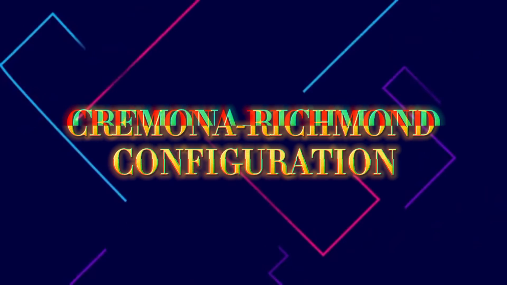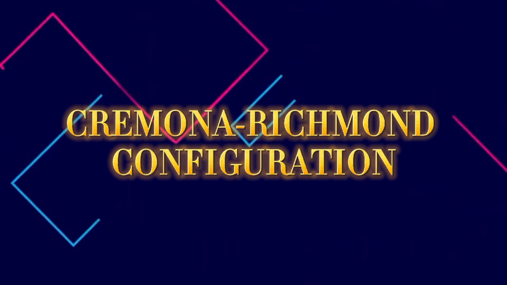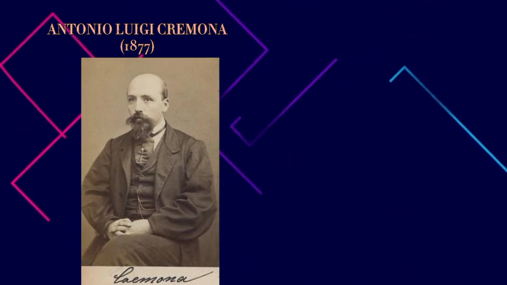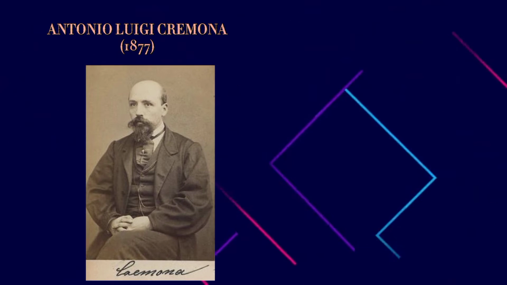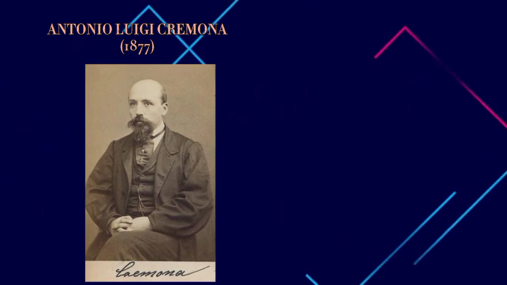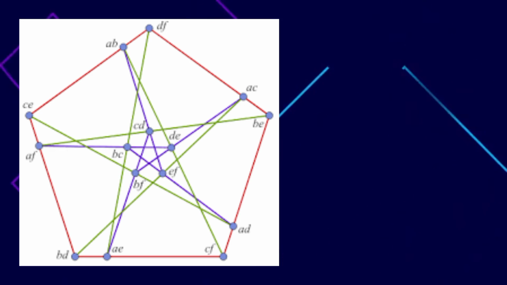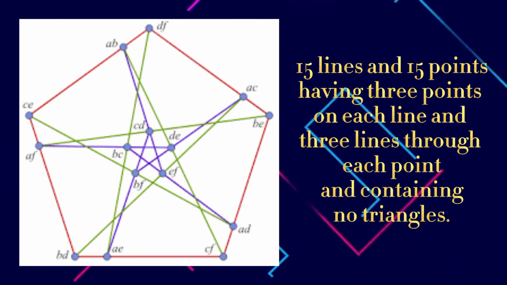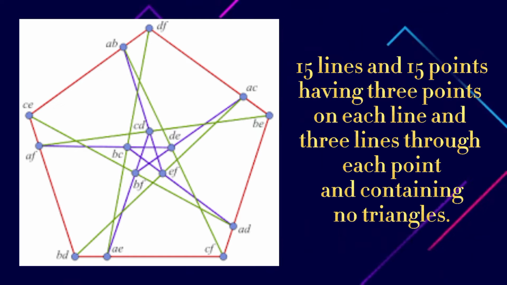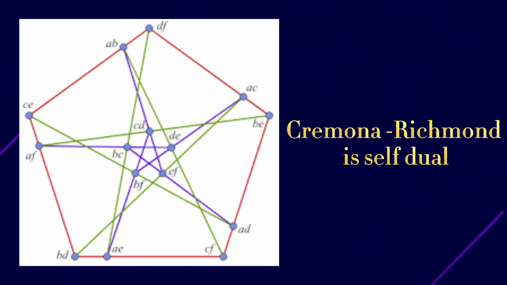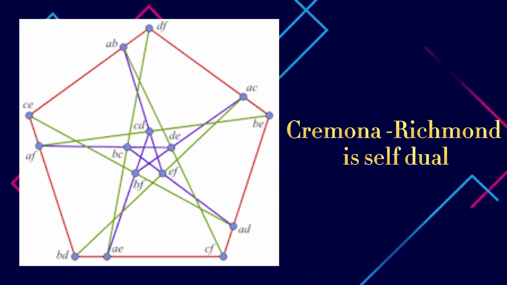The second configuration is the Cremona-Richmond configuration, which was introduced by Luigi Cremona in 1877 and Herbert William Richmond in the 1900s. A Cremona-Richmond configuration consists of 15 lines and 15 points, having 3 points on each line and 3 lines through each point and containing no triangles. The Cremona-Richmond configuration is self-dual. It is possible to exchange points for lines while preserving all the incidences of the configuration.